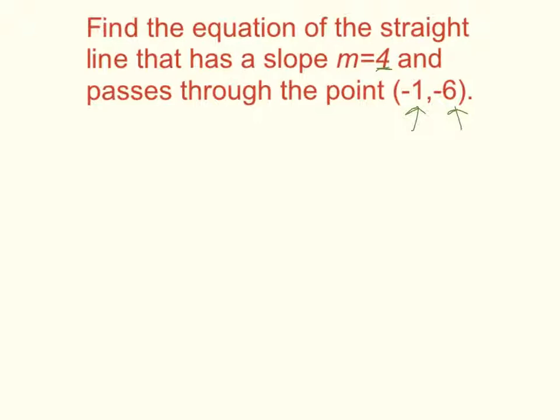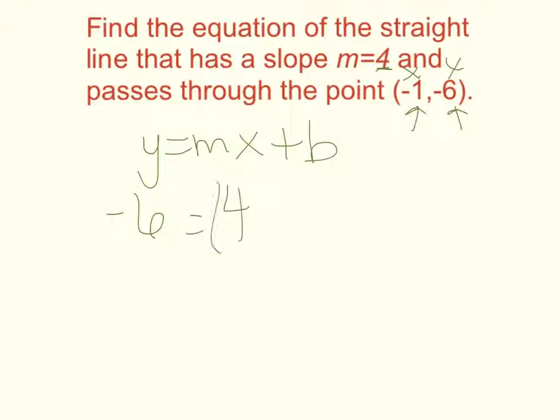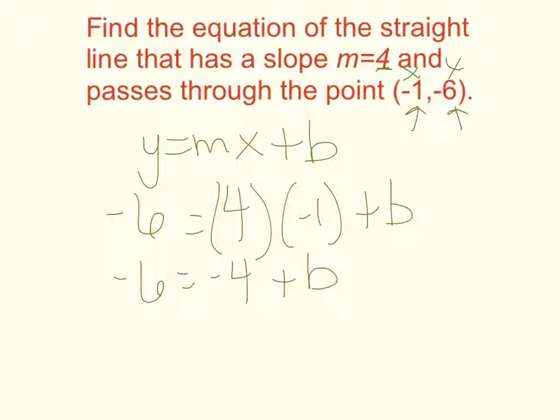All I need to do is plug in what they gave me and then just solve for b like a normal equation. So if I've got y equals mx plus b, my y is -6, because remember this is my x and my y. My m is 4, my x is -1, and I don't have my b. That's what we're looking for. So now you just solve. 4 times -1 is -4. So now you're left with -6 equals -4 plus b.